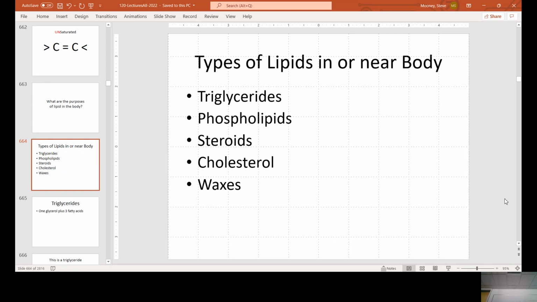Triglycerides is our primary energy store. We'll go through these one at a time. Phospholipids, they make up our membranes. Steroids do a number of different things. Their building block is cholesterol. Talk about how that happens. And then there are waxes, usually associated with outer surfaces and places where we're trying not to dry out. So like I said, we'll go through these one at a time.